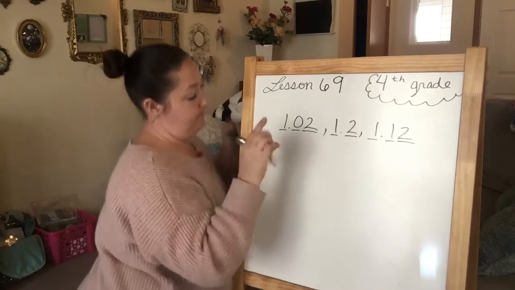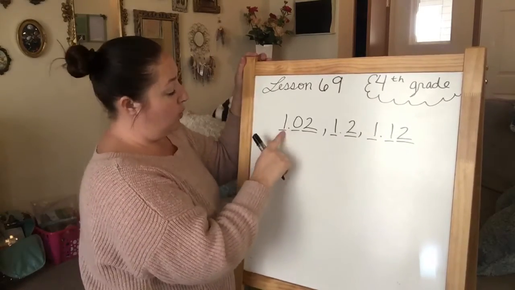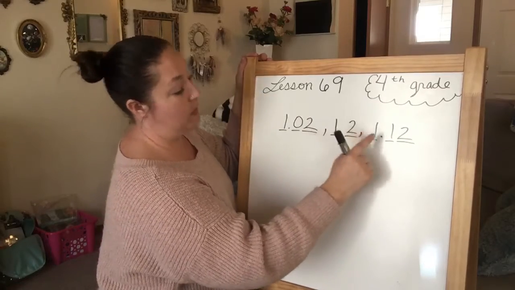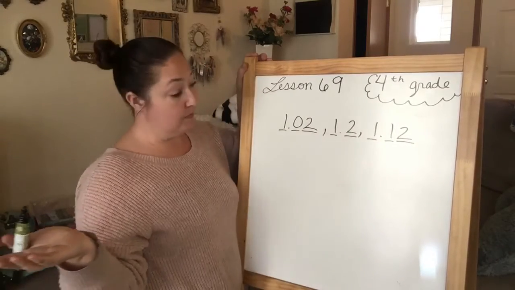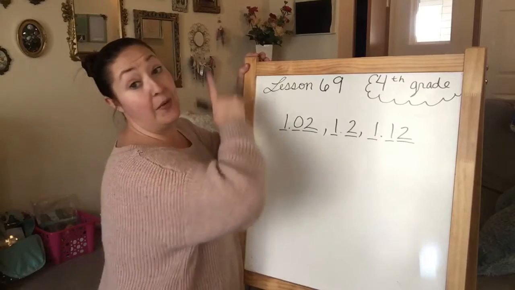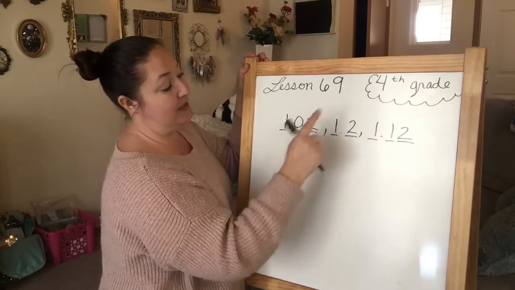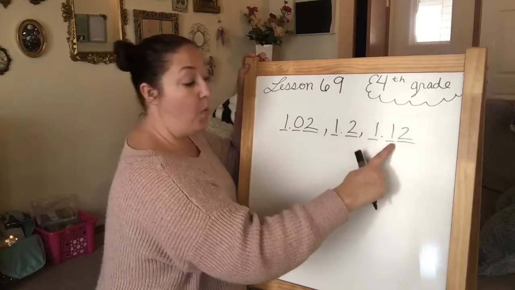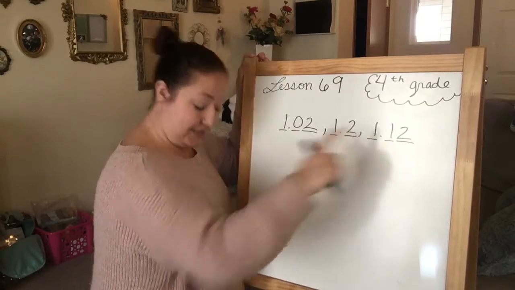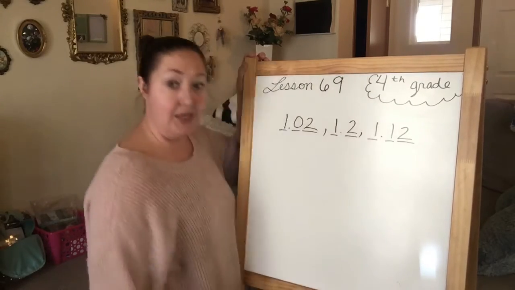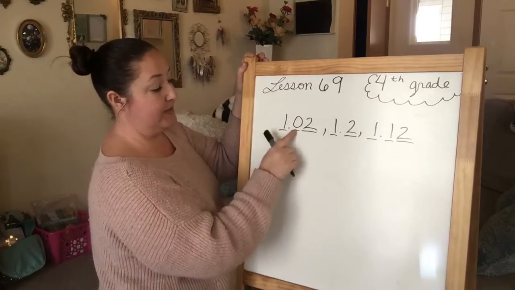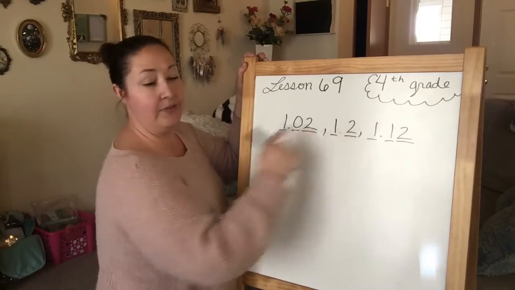So we start here. Where's our ones place? 1 in the ones place, 1 in the ones place, 1 in the ones place. They're all 1, so that doesn't help us. So now we go into the tenths and we compare the tenths place. 0 in the tenths place, 2 in the tenths place, 1 in the tenths place. What is the least? It wants us to order least to greatest. So what's the smallest, 0, 2, or 1?